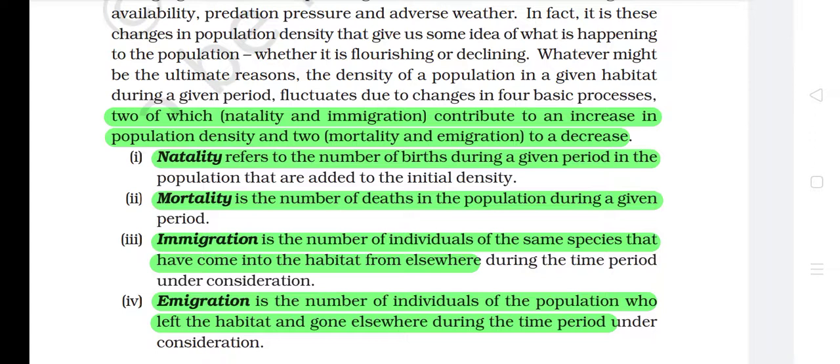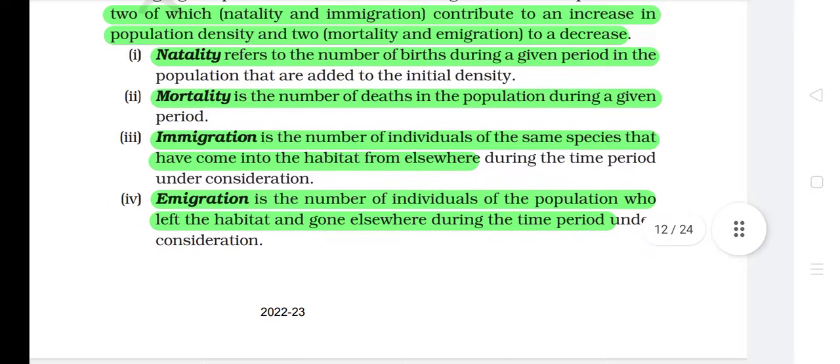1. Natality refers to the number of births during a given period in the population that are added to the initial density. 2. Mortality is the number of deaths in the population during a given period. 3. Immigration is the number of individuals of the same species that have come into the habitat from elsewhere during the time period under consideration.